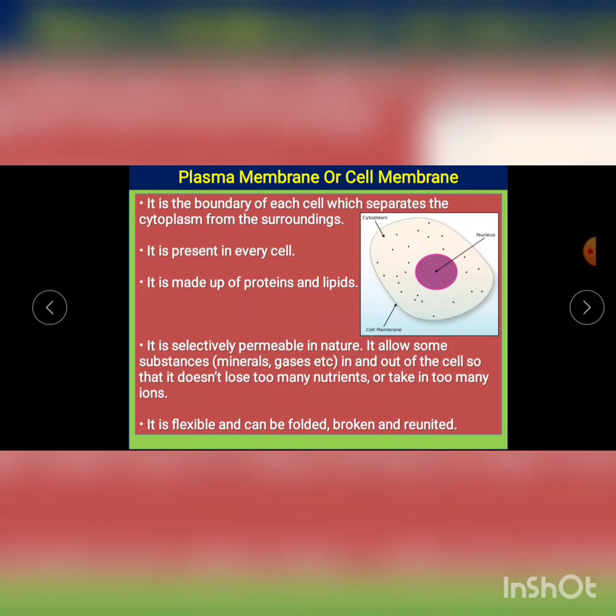And why is the cell membrane selectively permeable? So that our cells do not lose too many nutrients or take in too many ions, which may cause various problems in the functioning of the cell. Also, the cell membrane is very flexible and can be folded, broken and reunited.